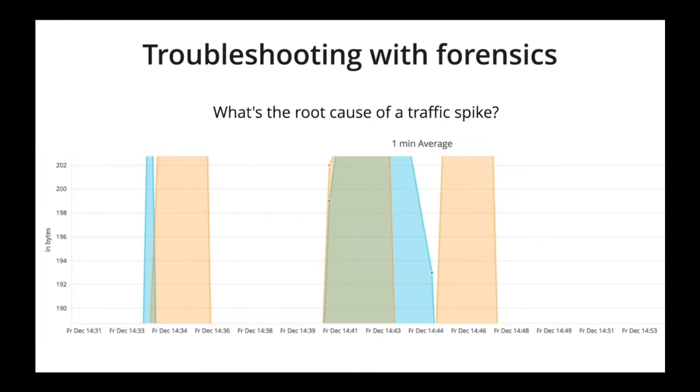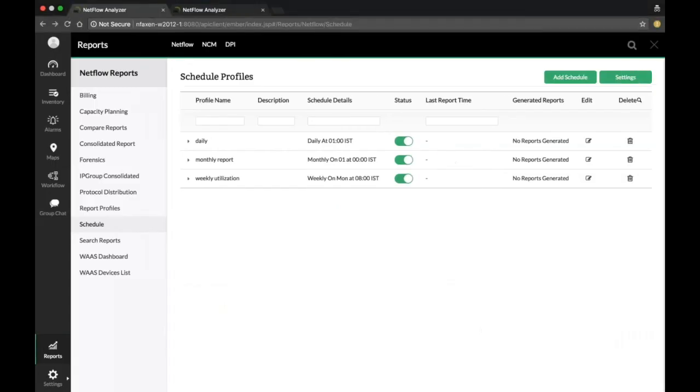With the help of forensics, if you are alerted about any issue, you can drill down to the root cause of the spike and check the complete conversation which has happened in the network. Let's see in the UI how you can use forensics in NetFlow Analyzer.